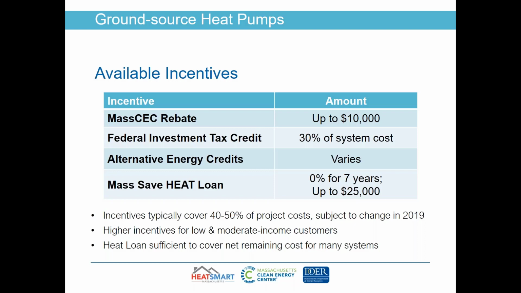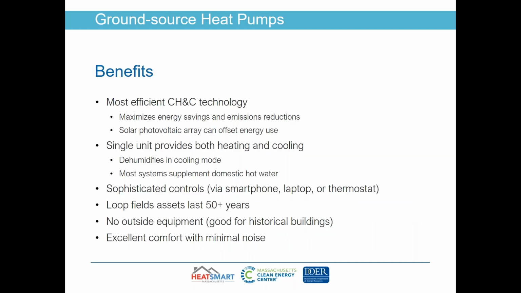So between the Mass Save rebate and the federal tax credit, that typically covers roughly 40 to 50% of the project costs. And our rebate will be subject potentially to changes in 2019. Now there are higher incentives, again, for low and moderate income customers. And then the HEAT Loan, for many systems, that $25,000 is enough to cover the balance of the system that is not covered by the rebate and the federal tax credit. For some larger systems, there is some additional cost on top of that.